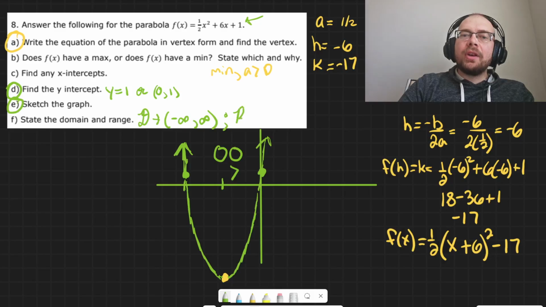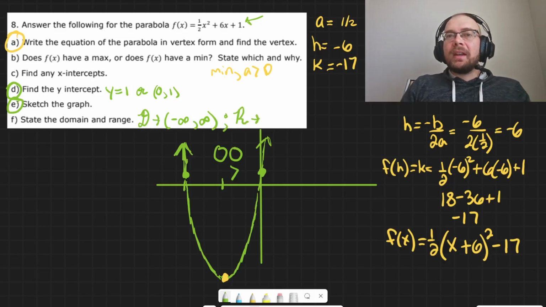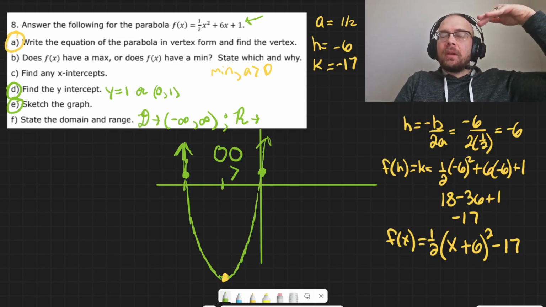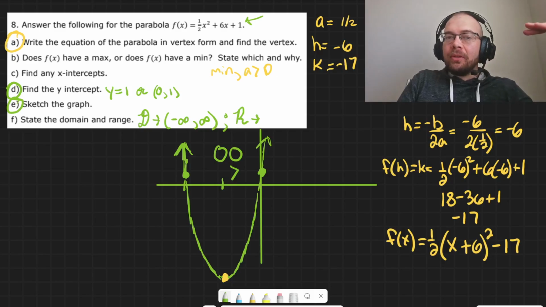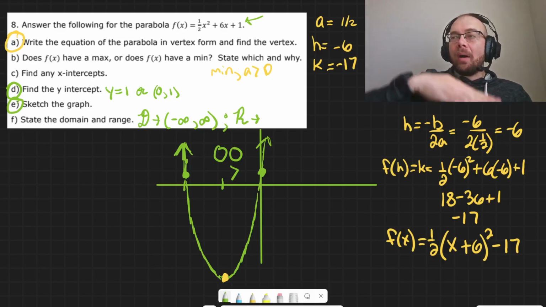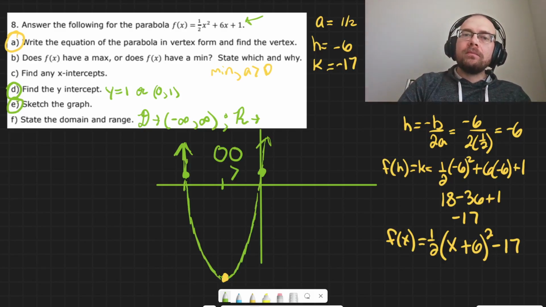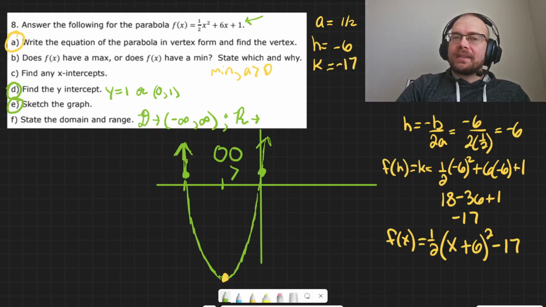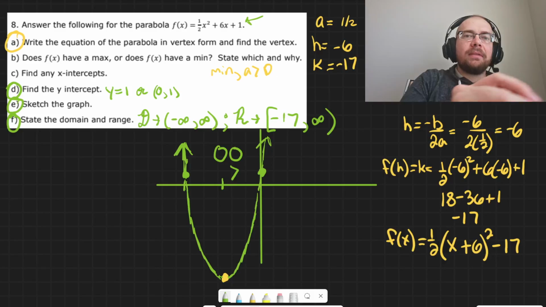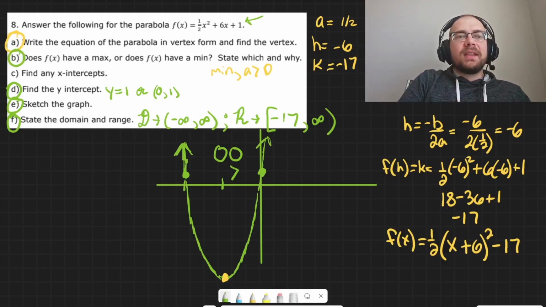The range, though, so the range of any parabola is going to be either from the y value of the minimum up to infinity or from negative infinity up to the minimum. So because we have a minimum, we're going to start there and go up to infinity. The y value of the vertex is negative 17. And then we go to infinity, parentheses. Okay, cool. So I think we've answered pretty much everything now, except for the x-intercept.